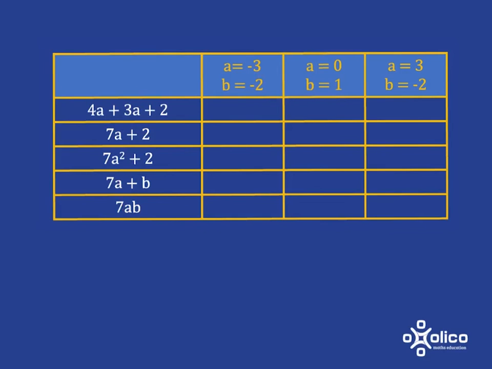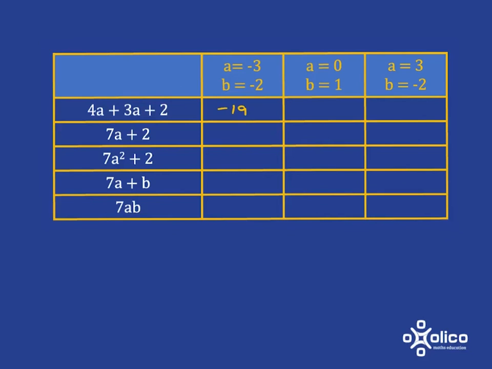So for example, when a is negative 3 and b is negative 2, let's look at this. Well, we don't have to worry about b because there isn't a b in this one. So a is negative 3. We're going to get 4 times negative 3, which is negative 12. Then we're going to get 3 times negative 3, which is negative 9. Negative 12 plus negative 9 is negative 21. And then we have to add on 2, so we're going to get negative 19.